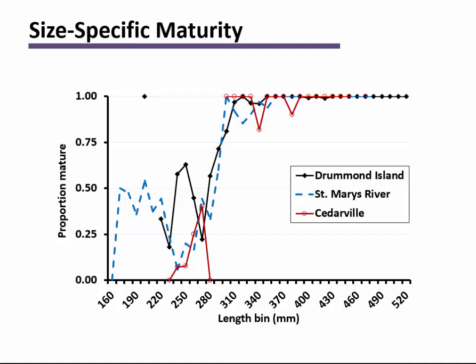The interesting thing is these small fish at St. Mary's River, these are like chubs in terms of maturity. They're mature at less than 200 millimeters. I don't see this any other place.